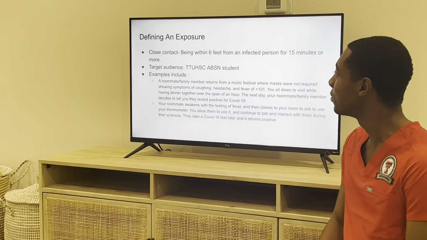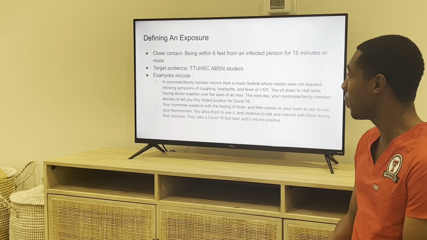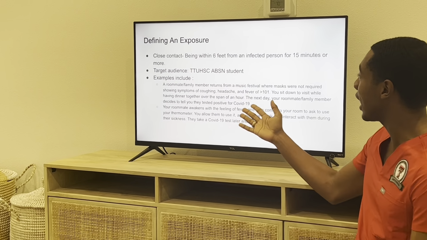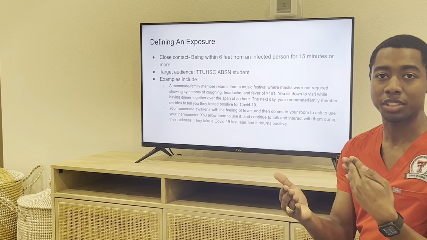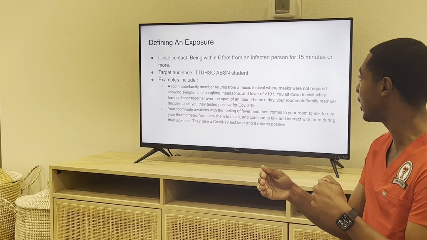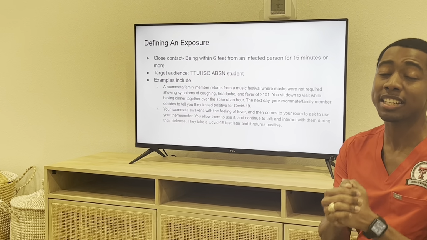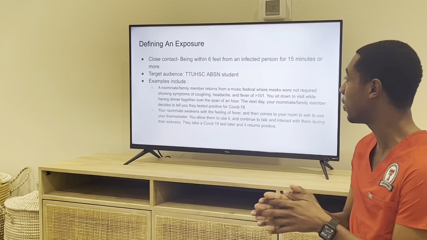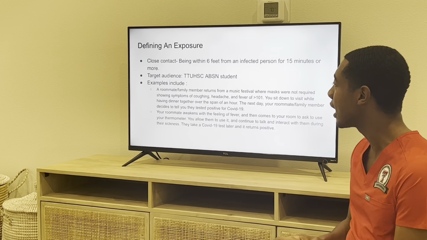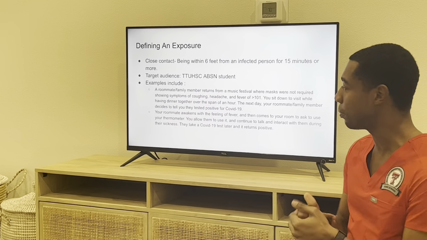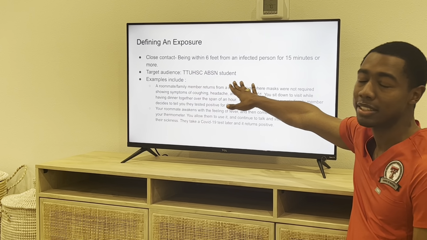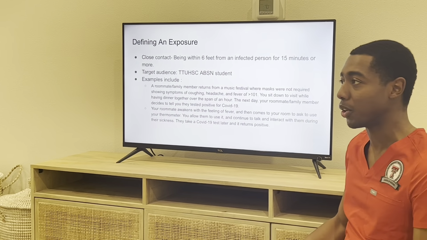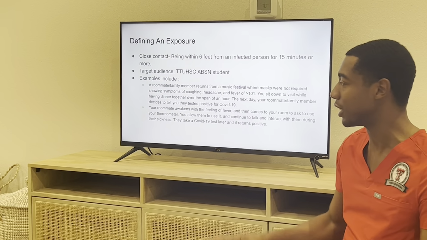Next slide. So, defining an exposure. We have close contact, and essentially close contact means that you are face-to-face, in close proximity, with a person who has COVID-19 for 15 minutes or longer without a mask. We provided two examples for you, and the target audience is TTU ABSN students, so this could be applied to any one of us in the program.